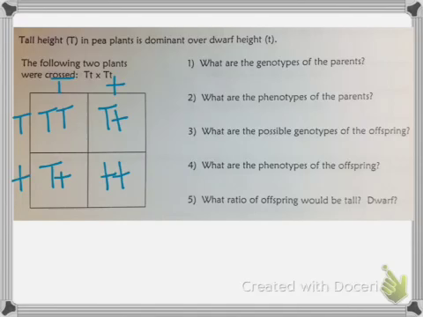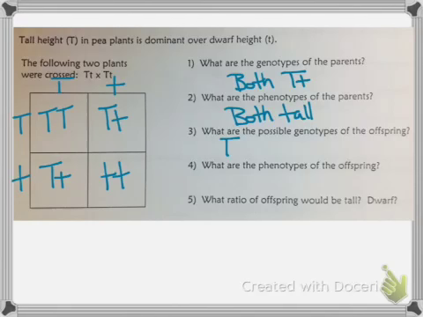And so the genotypes of the parents, they were both hybrids. The phenotypes meant that they were both tall, because if they each have the dominant allele, which is T, or tall, then the phenotype will always be tall.